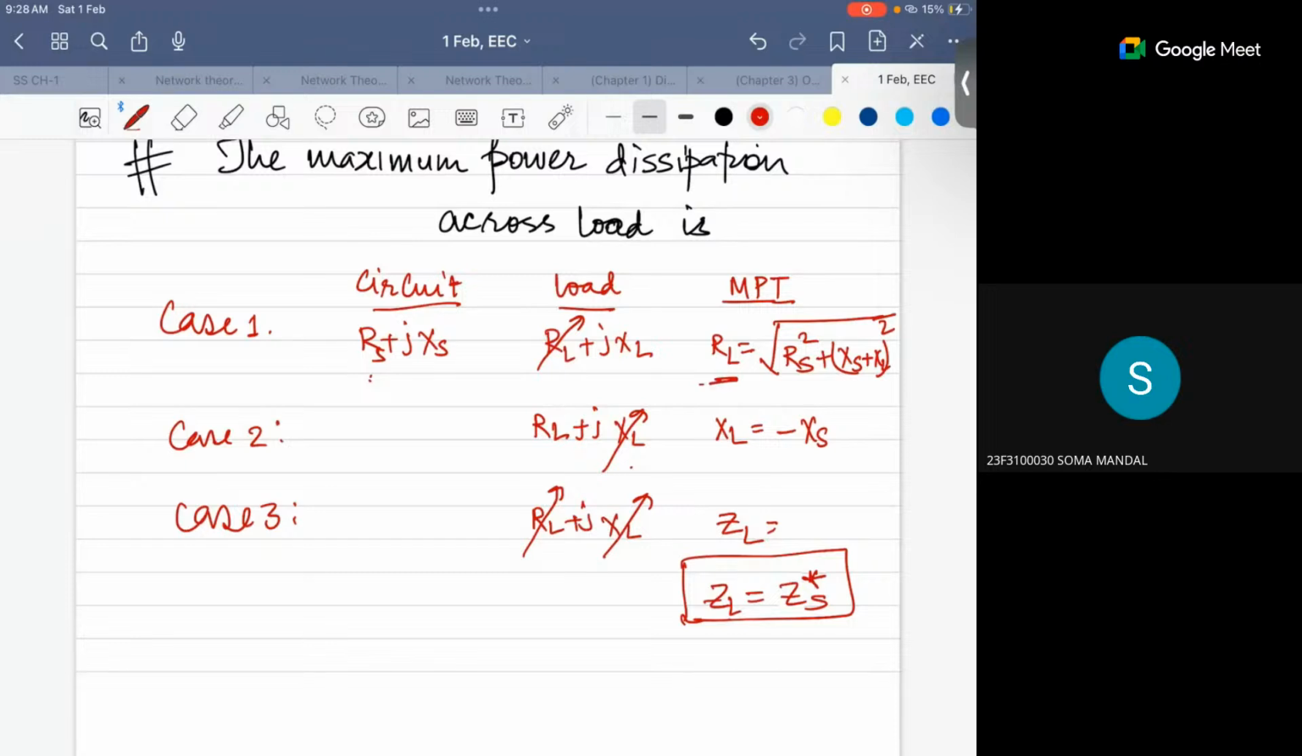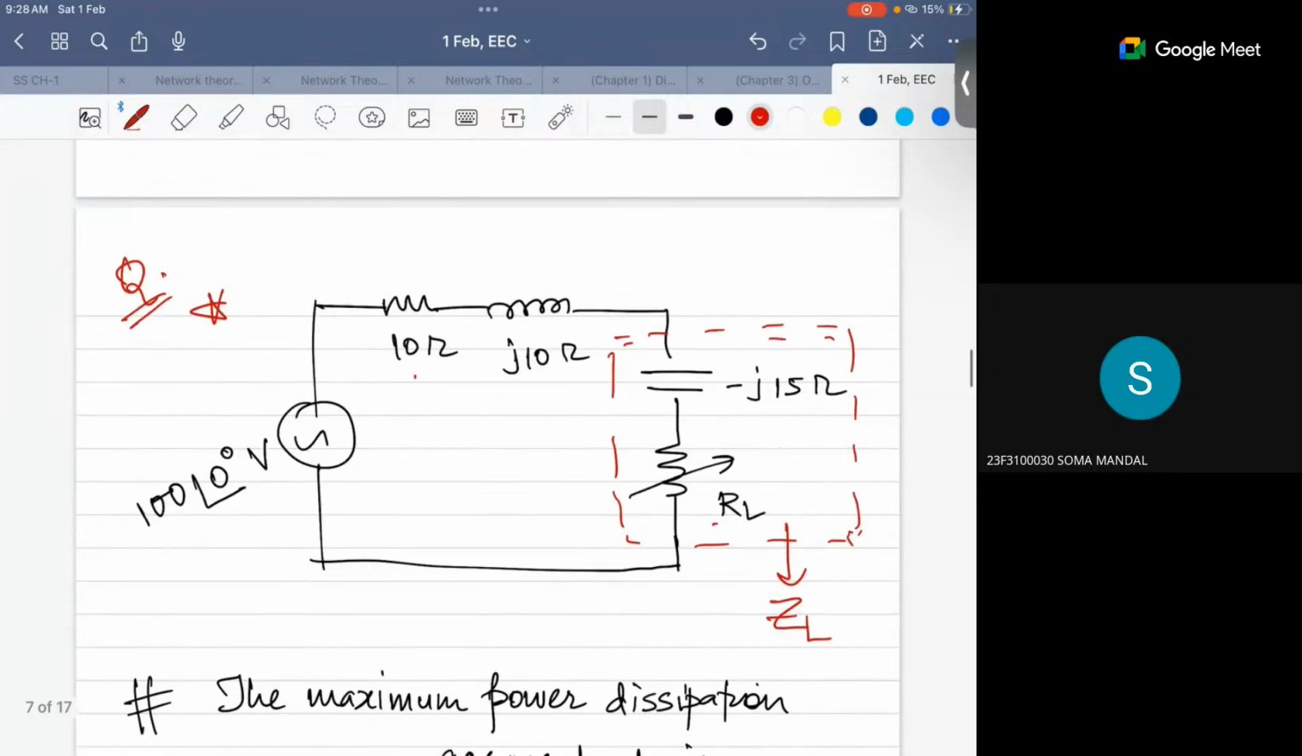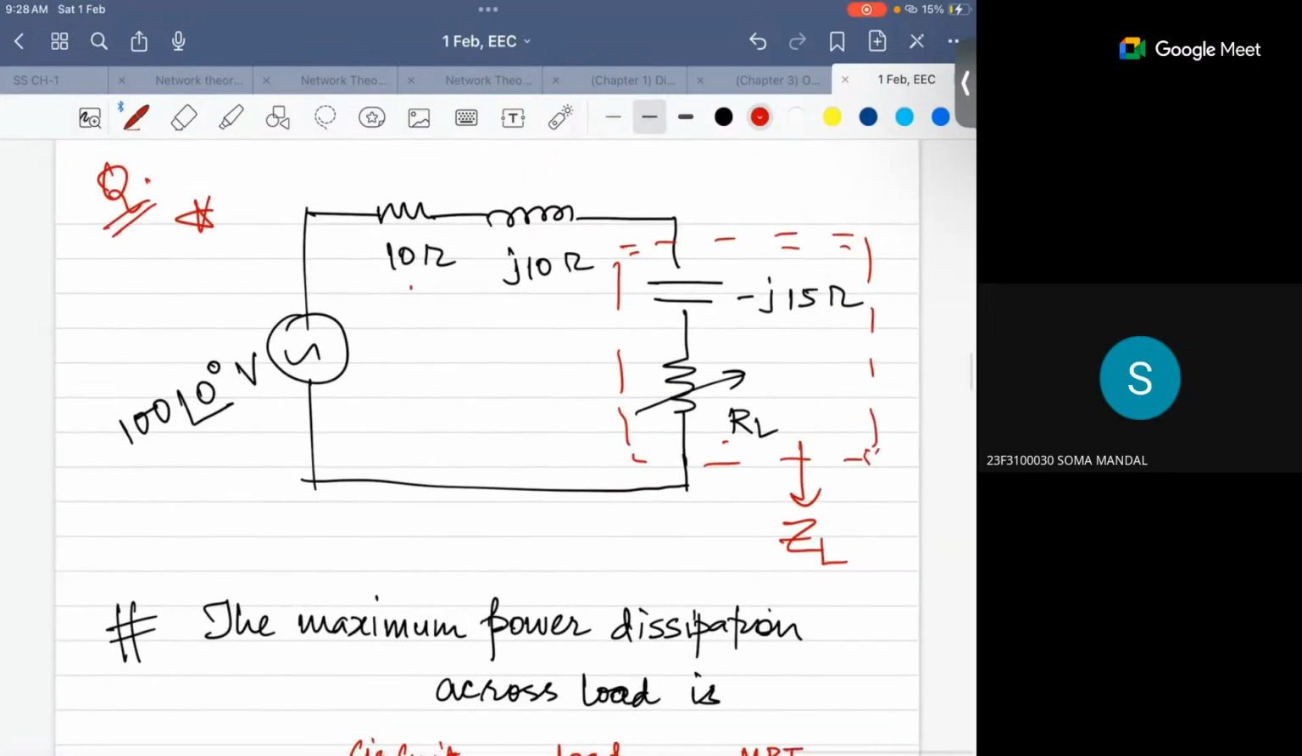So if you are able to get the RL as this one, then the maximum power dissipation will happen across that load. Okay, so now you have to solve this question. This is a pretty simple question, where you have to calculate the maximum power dissipation across this load. So if you have to calculate the Z Thevenin across AB, what will be the value? 10 plus j10. Correct, that will be the value, right?